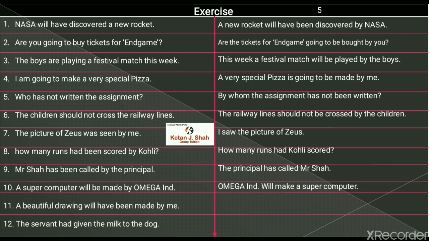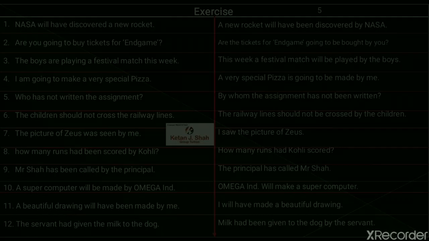10th, a supercomputer will be made by Omega Industries. Becomes, Omega Industries will make a supercomputer. 11th, a beautiful drawing will have been made by me. Becomes, I will have made a beautiful drawing. 12th, the servant had given the milk to the dog, becomes, the milk had been given to the dog by the servant.